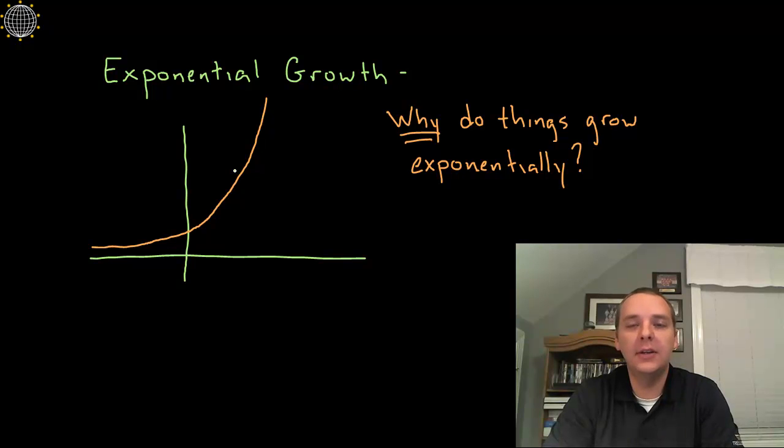Let's think of an example or two, and we'll see how this actually plays out. We'll start with money in a bank account. You invest a certain amount of money. We'll just use nice round numbers. Let's say we invest $1,000. And in a year, let's say we get 10% interest. So we've earned $100 interest.